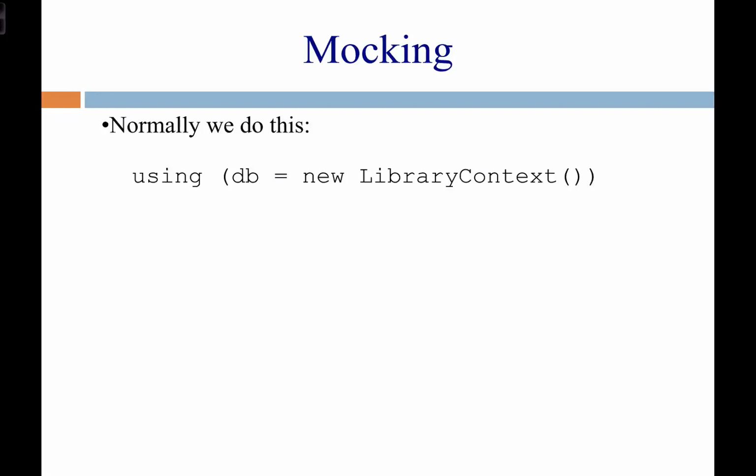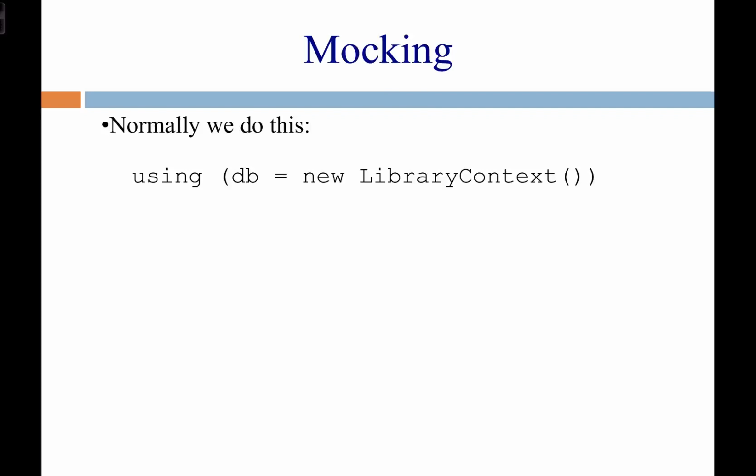Now let's look at how to make our unit test use a mock database instead of the live database. Normally when we're writing a LINQ query, we start it with something like this. So using database equals new library context. And this library context thing is what determines what database it's going to connect to when translating the LINQ query.